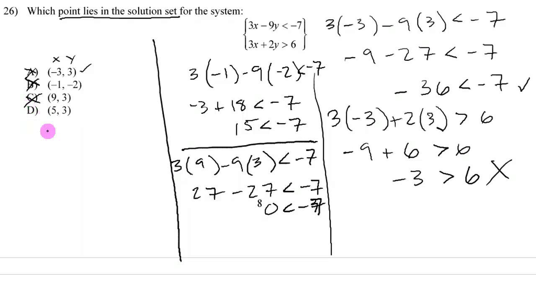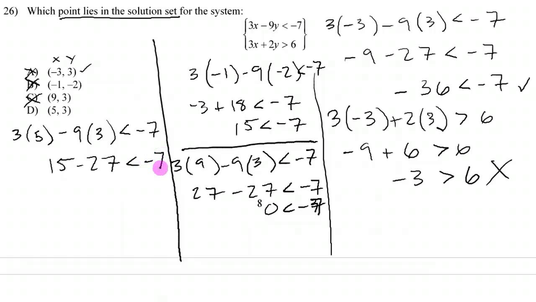So to show for D, so on your paper this is the only one. You probably need to copy the other ones. You don't need to. Let's plug that in. 3 times 5 for x minus 9 times 3 for y is less than negative 7. So I get 15 minus 27 is less than negative 7. And I get negative 12 is less than negative 7. So that one's true, like we expected.